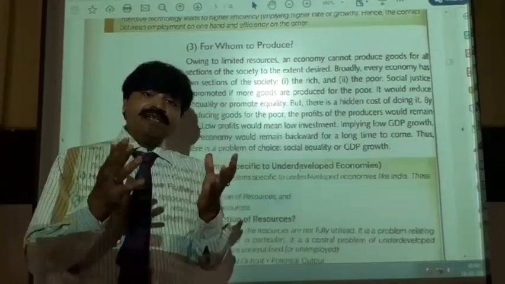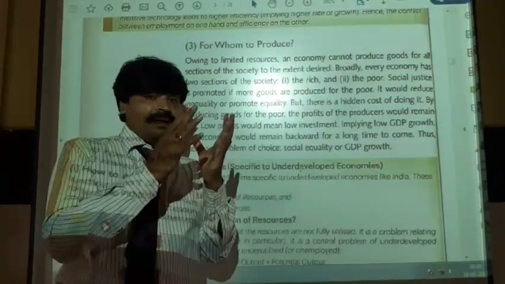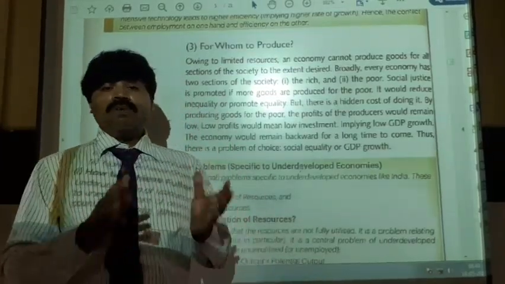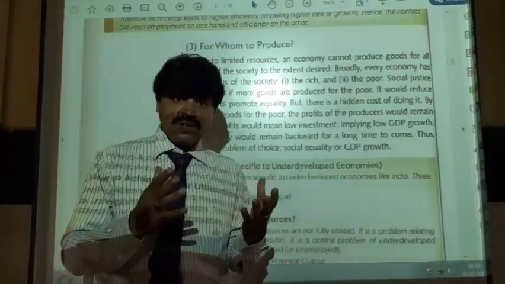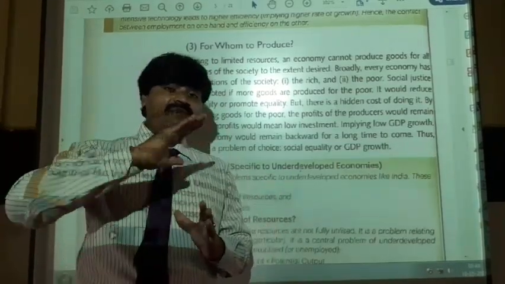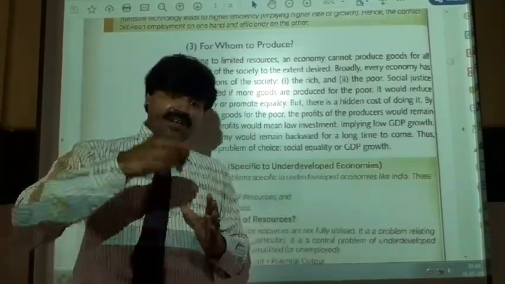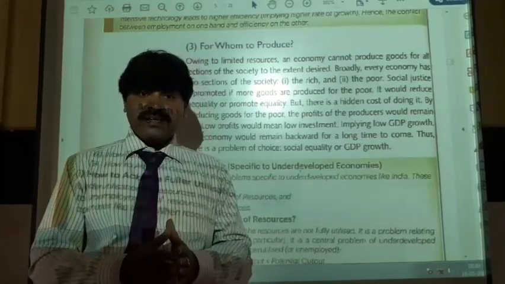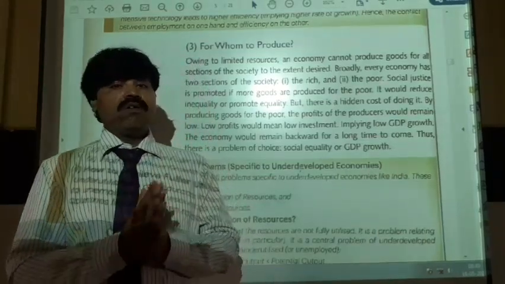In this way, we see that these three central problems, what to produce, how to produce and for whom to produce, arise in every economy. So these are the central problems of an economy.